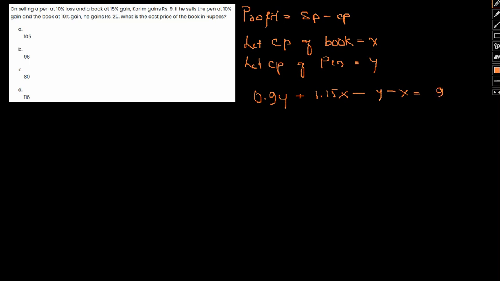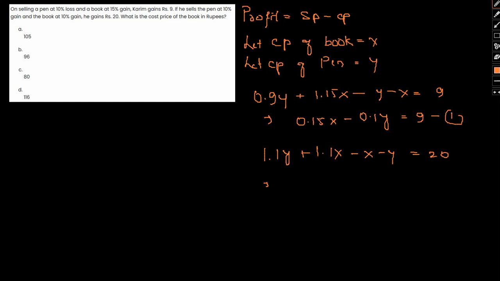He gains rupees 9. So there would be 0.15x minus 0.1y equal to 9. Say this be equation 1. Second, he sells the pen at 10% gain, so 1.1y, and the book at 10% gain, plus 1.1x, minus x minus y. He gains 20. So that would be 0.1x plus 0.1y equal to 20.